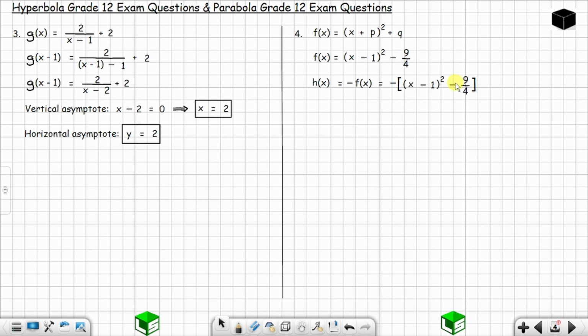This is how you do it when you reflect an equation or a function or a graph about the x-axis. You multiply it by -1. And so h of x is equal to, you have negative times this. It's negative. You have this, and then this becomes plus 9/4. So you have solved the question.